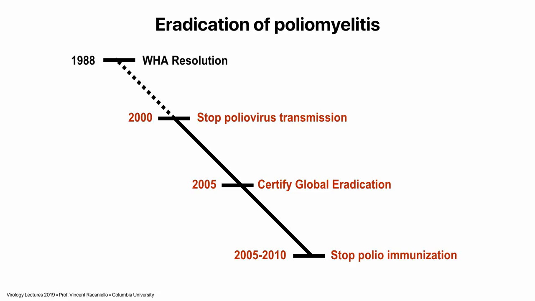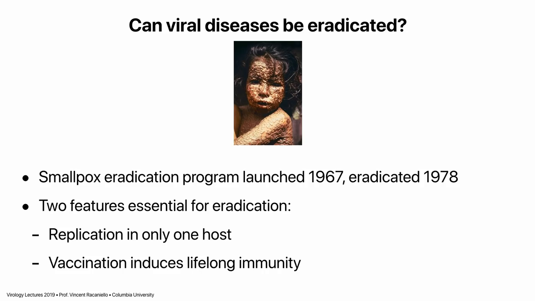Now, WHO is in the middle of a campaign to eradicate polio. And originally, they declared this in 1988. It was supposed to happen by 2000, and we were going to stop immunizing already by 2010. So we're a little behind schedule, but we're actually not doing badly. The question is then, can you eradicate any infectious disease? And the only one that we have done for humans was smallpox, which was eradicated in 1978.